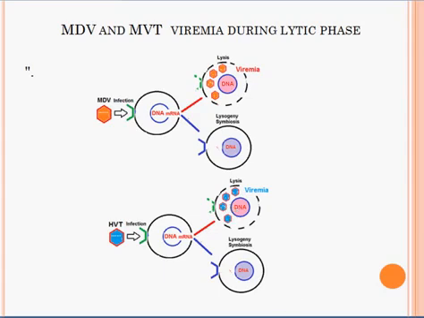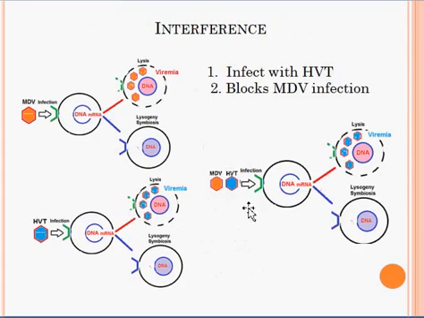So one step further is, if we treat a cell, a lymphoblast, with herpes turkey virus, it will get lysis and viremia, but it will not get any other symptoms. Now, if we try to infect it again with MD virus, the virus will be blocked and will not enter the cell, and the cell will not produce MD viruses.